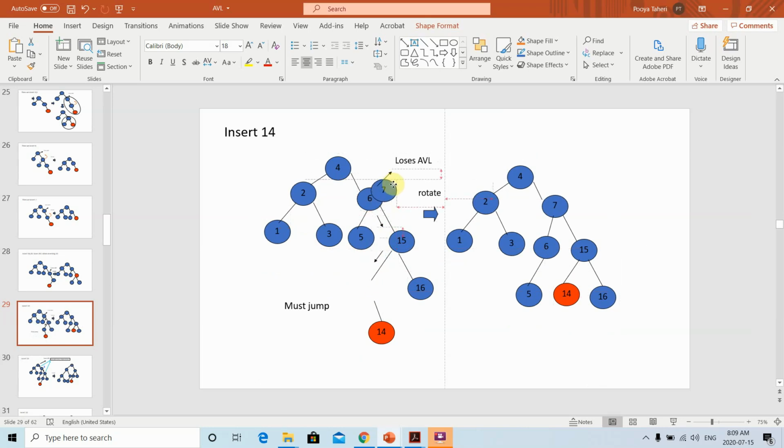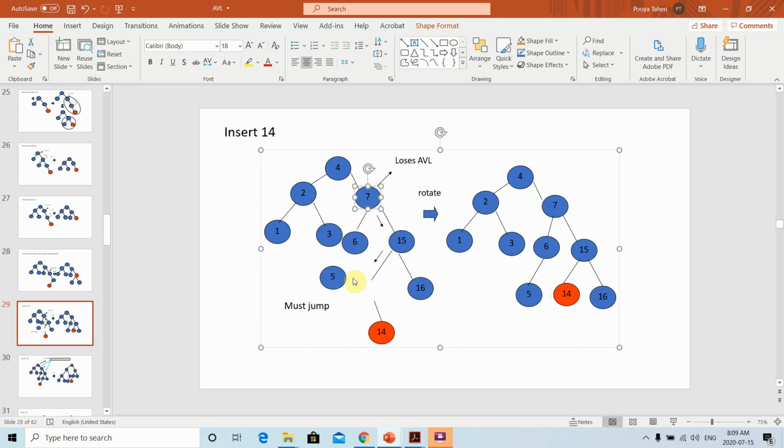Move this one up, and then it's an RL case. So this node 6 is going to become the left child of 7 now. So this is going to move down, this is going to move down. So this comes here, right? So we have 7, 6, and 5.